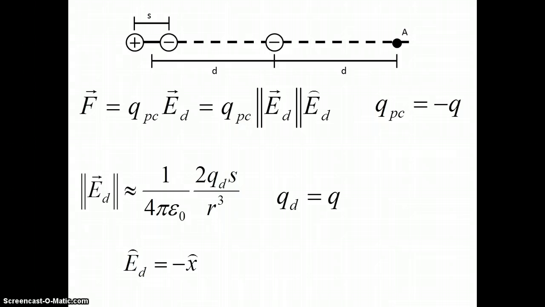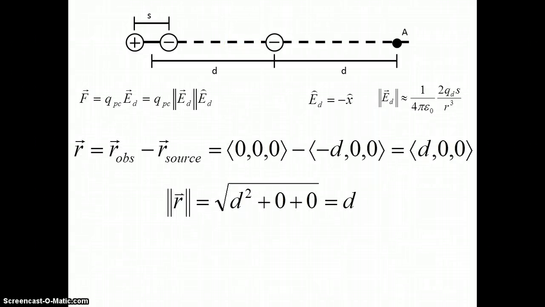The electric field from the negative side of the dipole exerts an electric field toward the dipole. The positive charge of the dipole exerts an electric field away from the dipole. However, because the negative side of the dipole is closer to the point charge, we know that the net electric field is going to be toward the dipole, or in the negative x-hat direction.